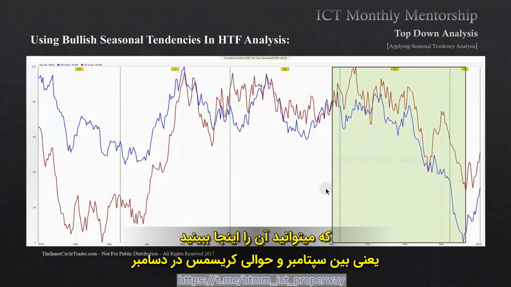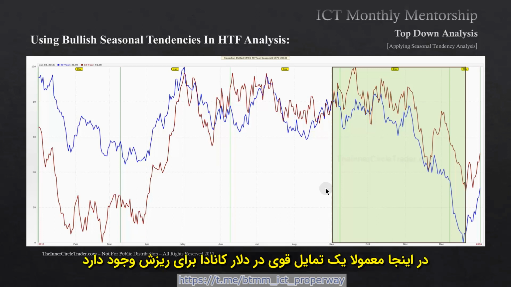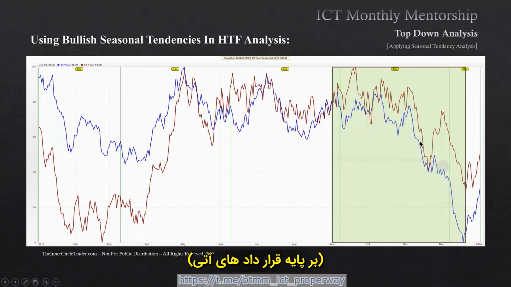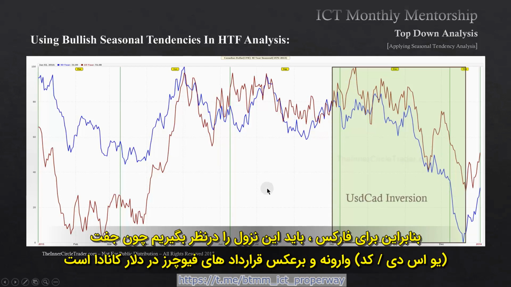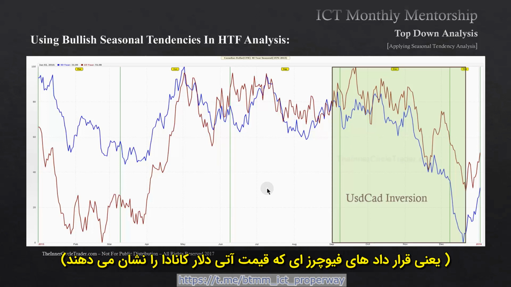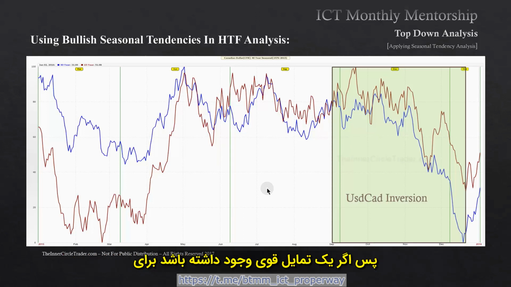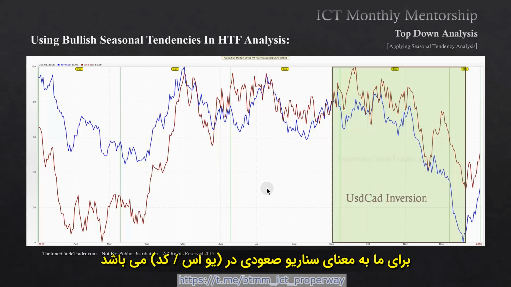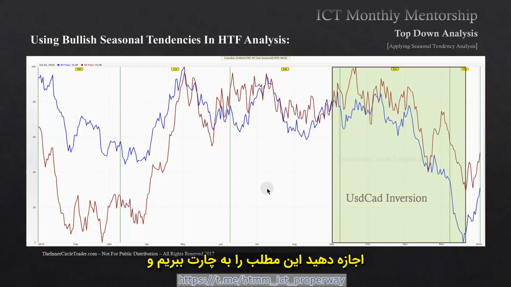So you can see right here between September and around Christmas time in December, there typically is a strong tendency for the Canadian dollar to decline in the underlying futures contract. So we have to take this into account when we're looking at foreign exchange, because the US CAD pair is an inversion of what the futures contract shows for Canadian dollar futures price. So if there's a strong tendency for September, October, November, and December to have a decline in the Canadian dollar, that should be a bullish scenario for US CAD. Let's take this over to the charts and see if this, in fact, has any validity to it.